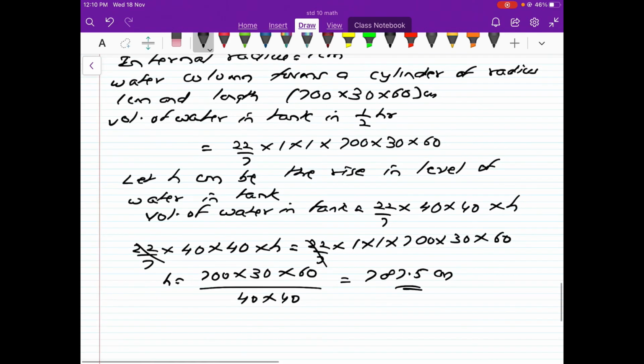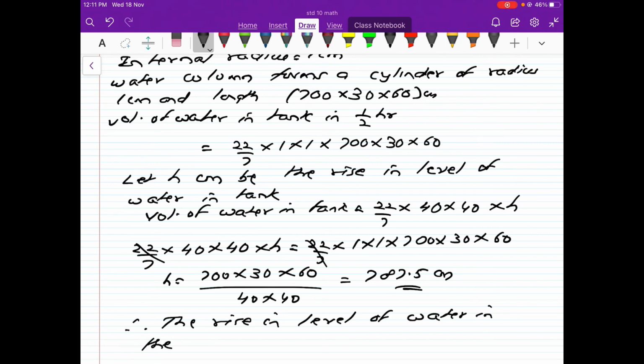So therefore we can say the rise in level of water in the tank in half an hour is 787.5 centimeters. This is how we do the sums on embankment.